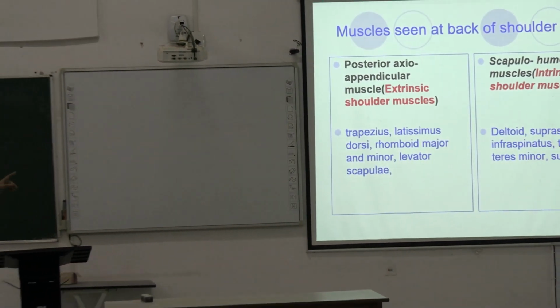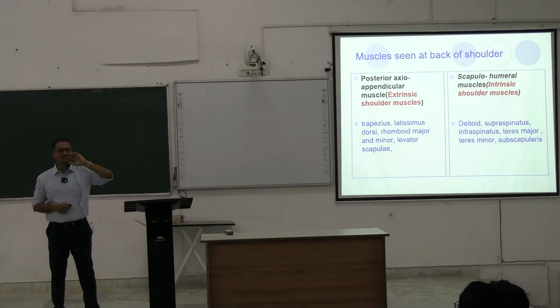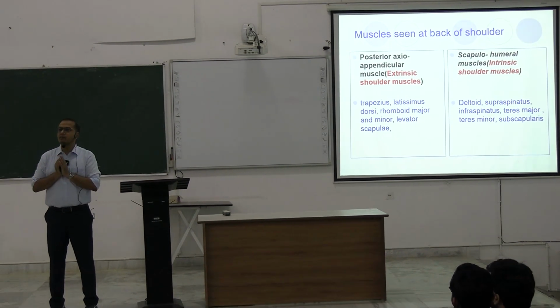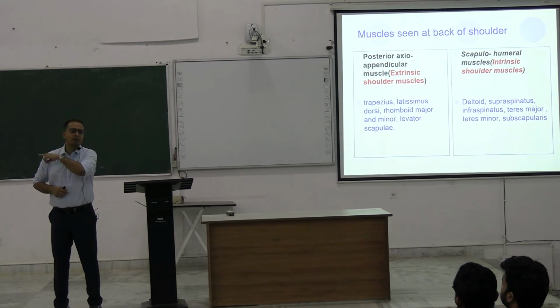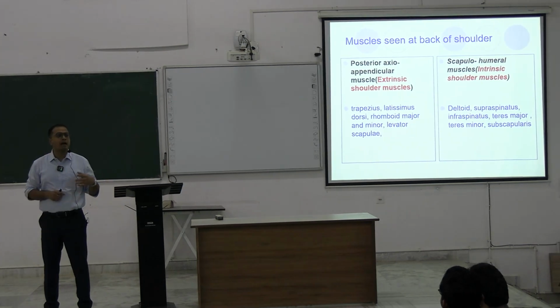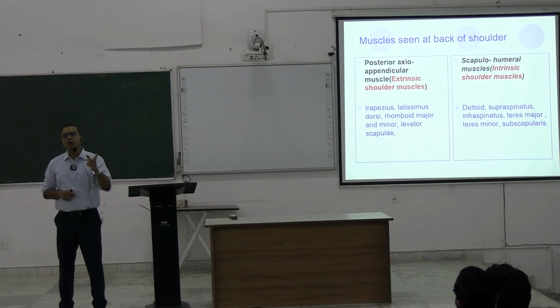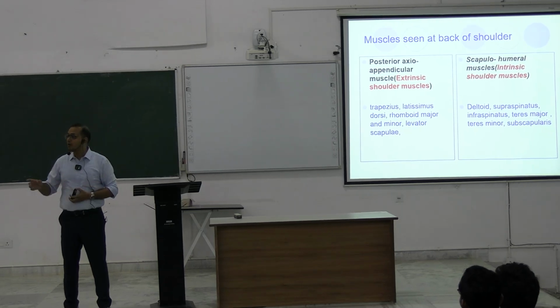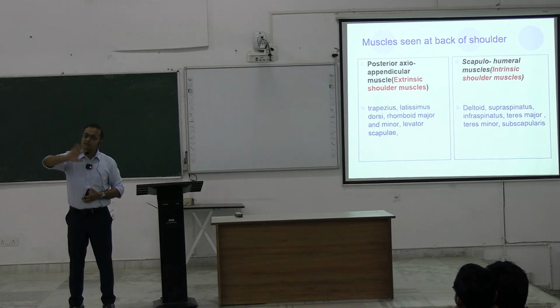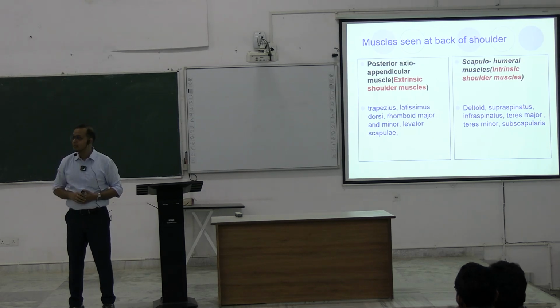So muscles in this region can be divided into two halves. One group of muscles is coming from the midline structure, that means the axis, from the back side. So we call them axio-appendicular. These arms and these legs, we call them appendages. So the axio-appendicular muscles are coming from the axis, the midline posterior side of the body, and going to the appendages, that means arms. So the back muscles which end on the back side of these appendages at the shoulder joint region are known as extrinsic muscles of the shoulder joint.